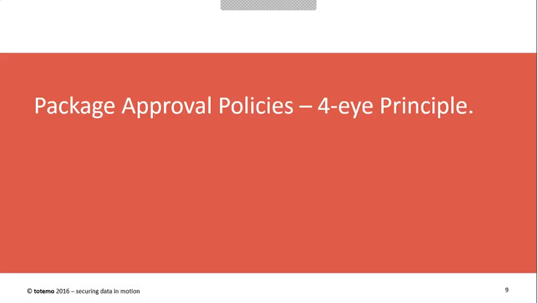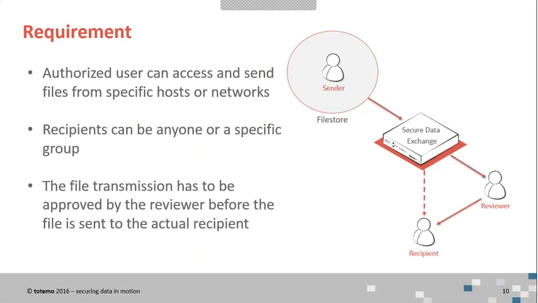So, package approval functionalities, or rather 4i principle. This functionality was a requirement that we got from a lot of customers actually, and this is what it looks like. So you have a sender that has access to files that are hosted on a file store in specific networks or on specific servers. And he can use those files to create a package, but of course it's possible that the files are strictly confidential and the file transmission has to be approved by a third user. In this case, we call him the reviewer.